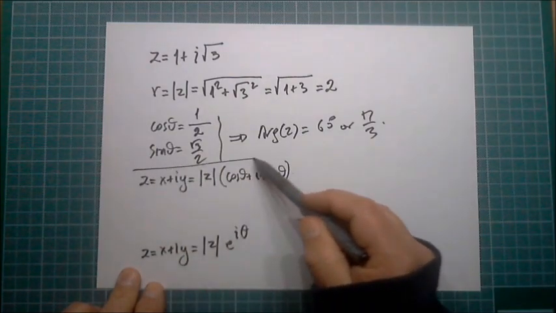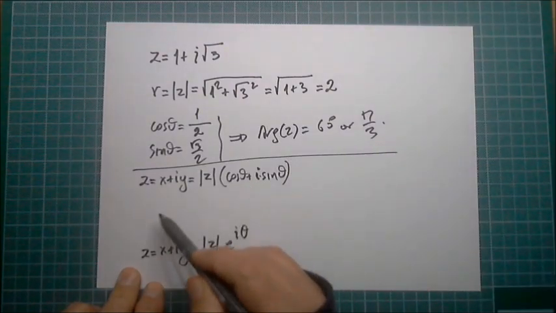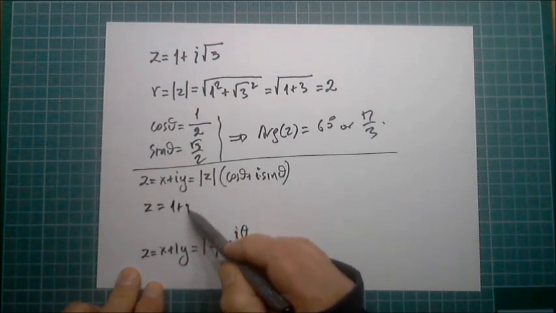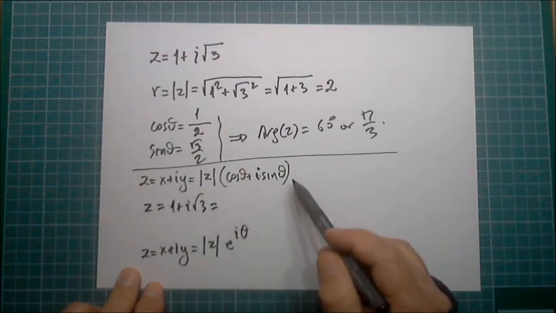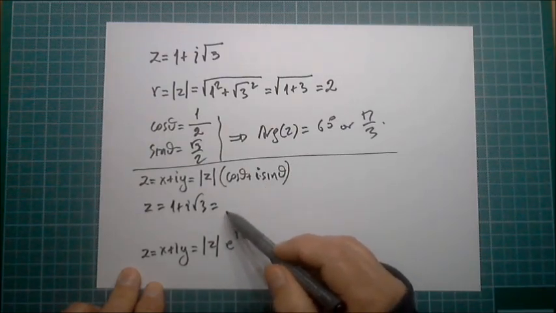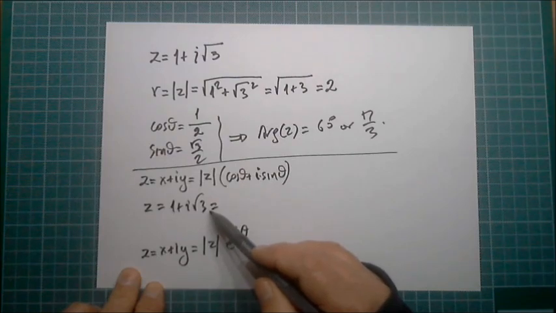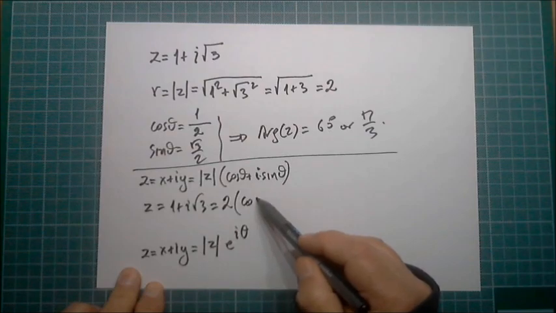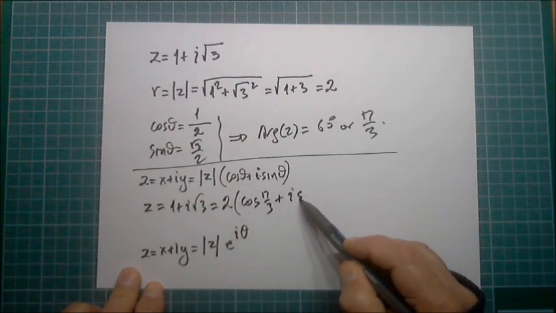The polar form of a complex number follows this formula. z equals x plus iy is absolute value of z, and in a parenthesis we write cosine theta plus i sine theta. Okay, let's do it on this example. z equals 1 plus i square root of 3. This is 2, its modulus, and in a parenthesis we write cosine pi by 3 plus i sine pi by 3.